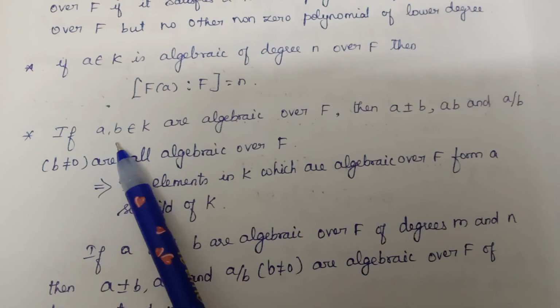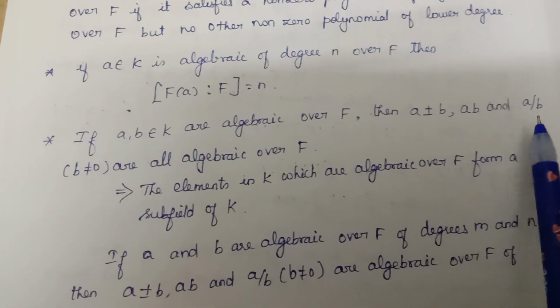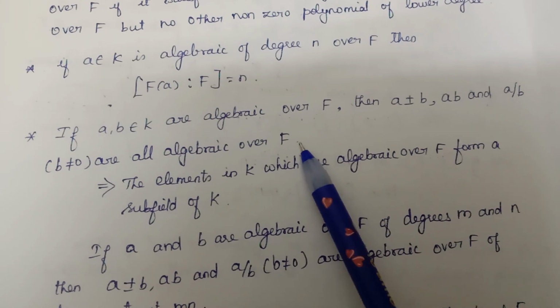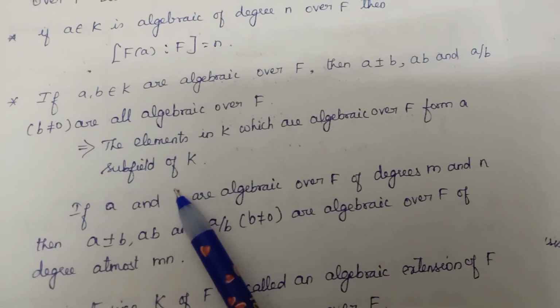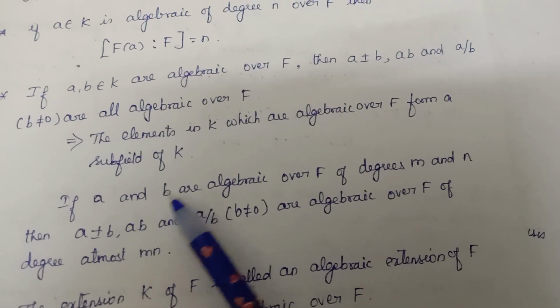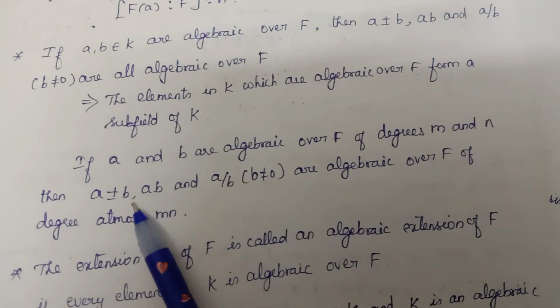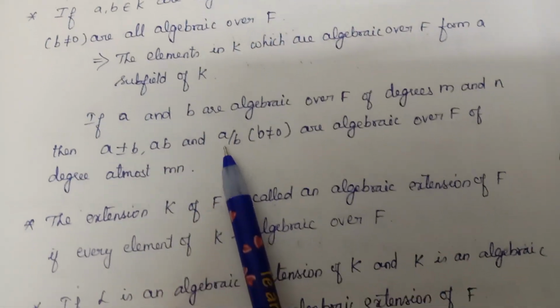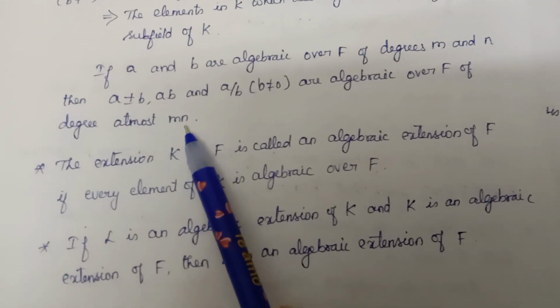Next one is, if A and B are algebraic over F, then their sum, product, quotient are all algebraic. Okay, and also they will form a subfield. And also, if the degree of A and the degree of B are equal to m and n, then the degrees of A plus or minus B, AB, and the quotient A by B will not exceed m into n.